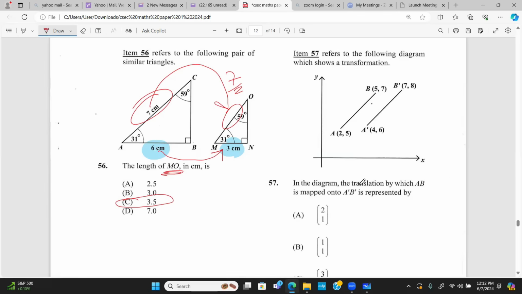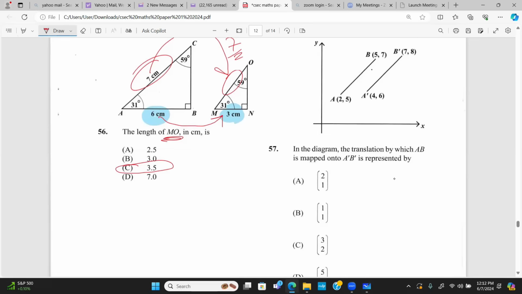57. In the diagram, the translation which AB is mapped onto A prime B prime is what? Okay, so AB was moved onto A prime, B prime. We could just select a point and subtract them, right? So let us link A to A prime. So watch this. The idea is that the object plus the translation gives the image. So we could say 2, 5 plus some translation XY produces 4, 6.